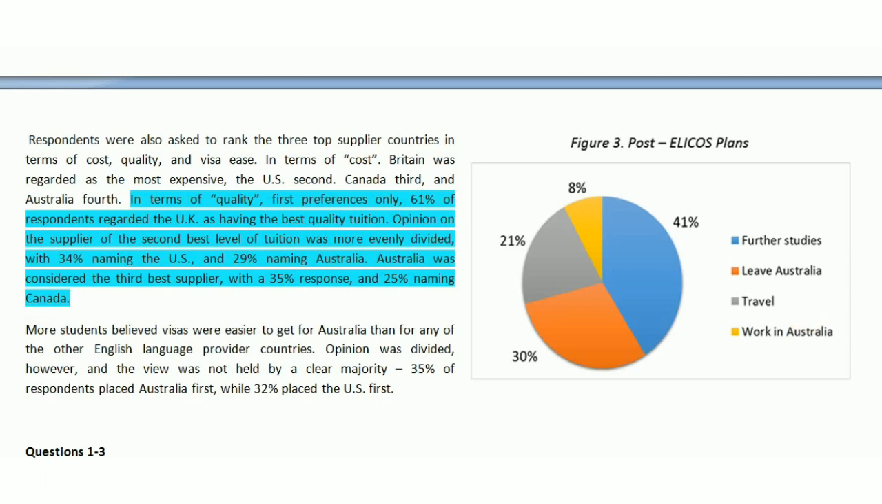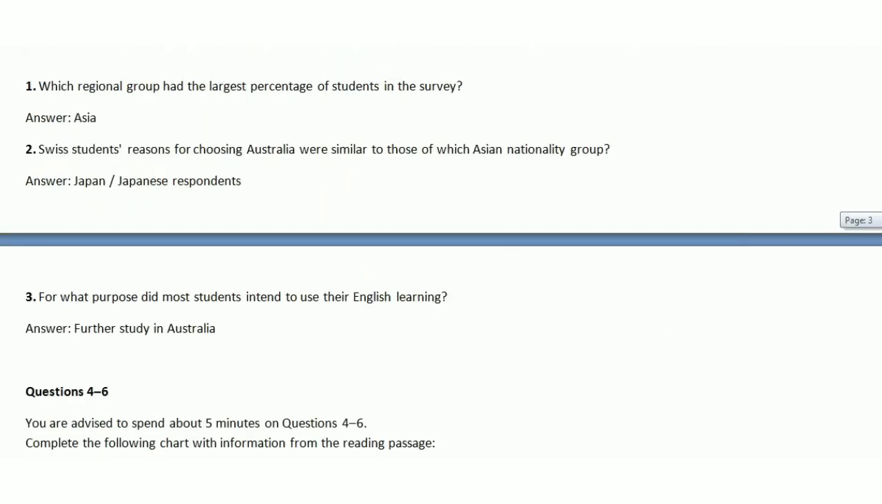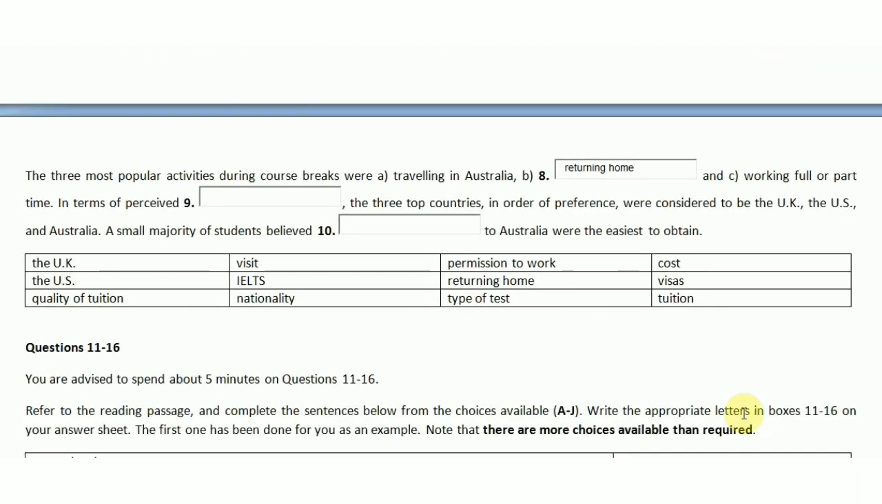Now let's see any synonym related to quality or tuition quality that is in the box. Here is tuition, but we are not talking about tuition, we are talking about quality of tuition. Yes, here it is. Quality of tuition. So this is going to be the answer of the ninth question: quality of tuition.